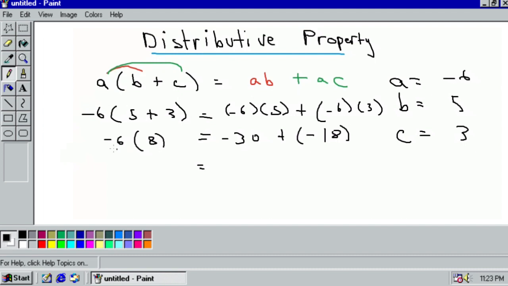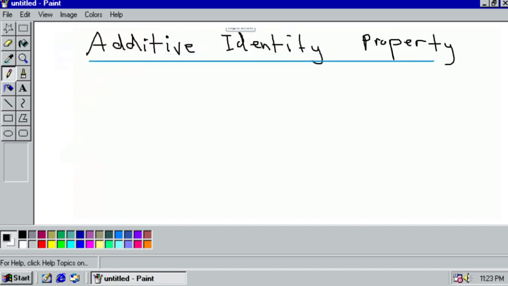So as you can see, negative 6 times 8 is negative 48. And negative 30 plus negative 18 is negative 48. Since we have both negative signs, it will be negative. So that is the distributive property. Next we have the additive identity property. This states that the sum of any number and 0 is the given number itself.